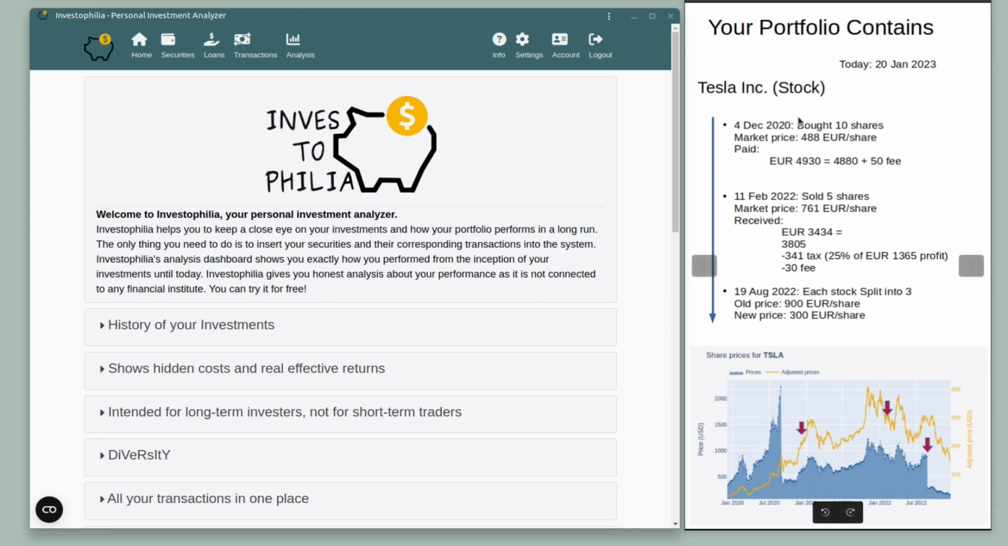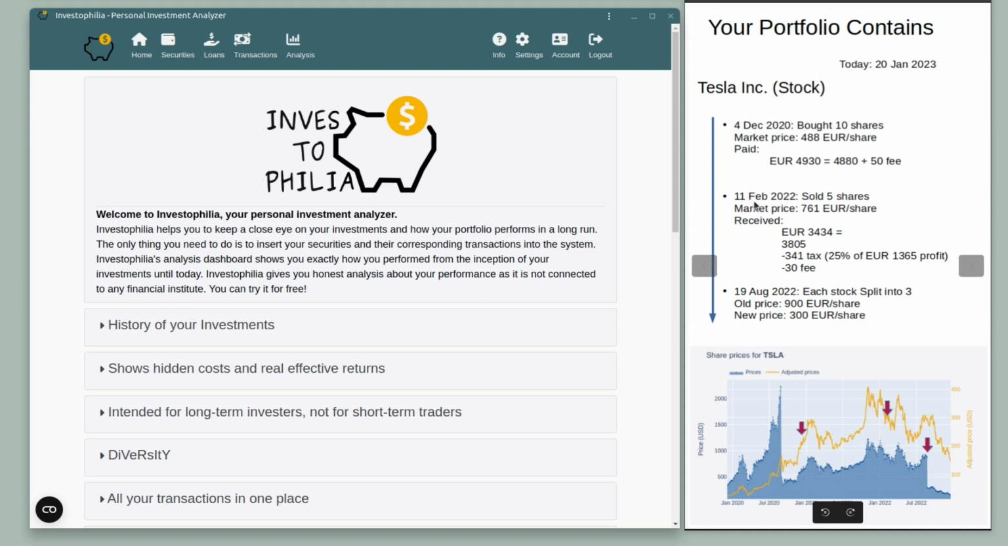For the sake of simplicity, I consider a single security, in this case Tesla Incorporation, but usually a portfolio contains several securities. Let's say on 4th of December 2020, I bought 10 shares with market price 488 euros per share. And altogether, I paid this amount, around 5,000 euros, which is equal to the price of the stocks that I bought plus the fee that I have paid to the bank.